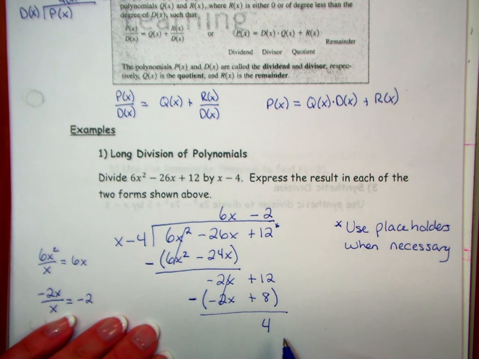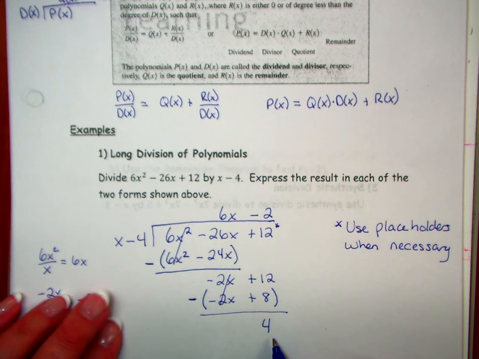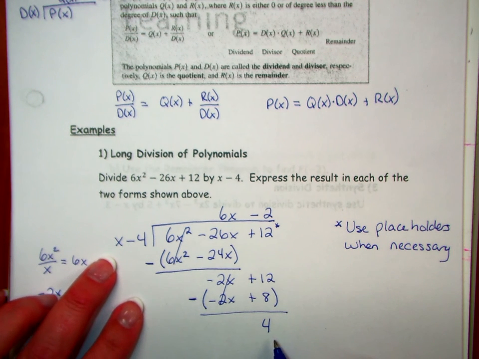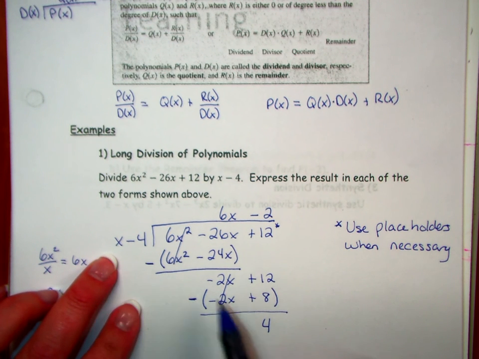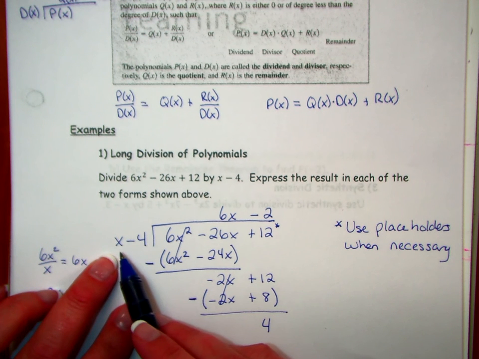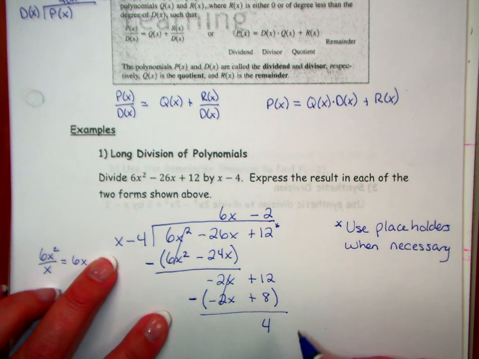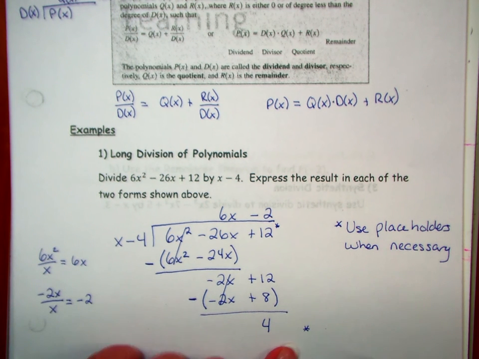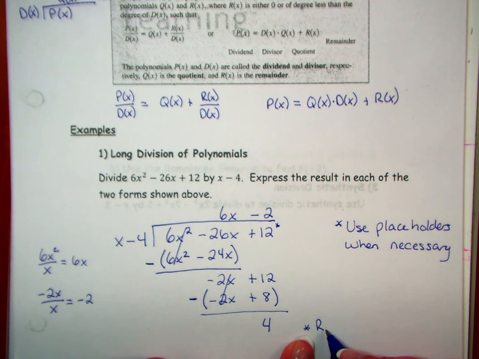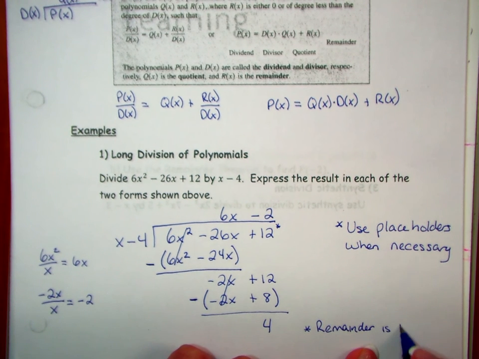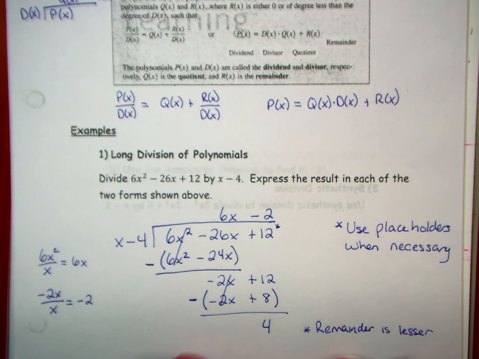And how you can tell whether you're at the remainder is the remainder is always a lesser degree than the divisor. So since our divisor is linear, our remainder is going to be a constant. If our divisor was x squared, our remainder could be linear, right? So the remainder is always a lesser degree than the divisor. Remainder is lesser degree than divisor.